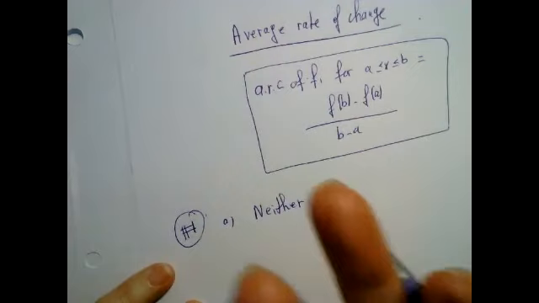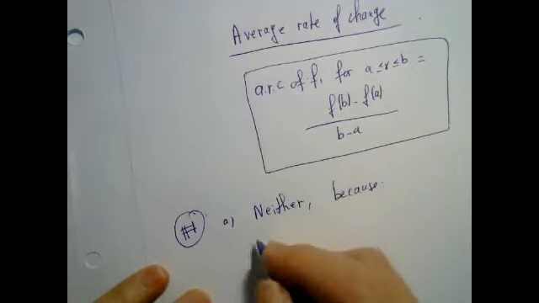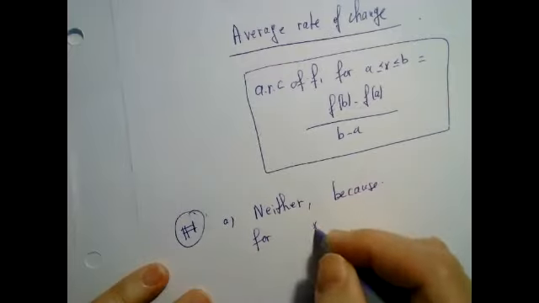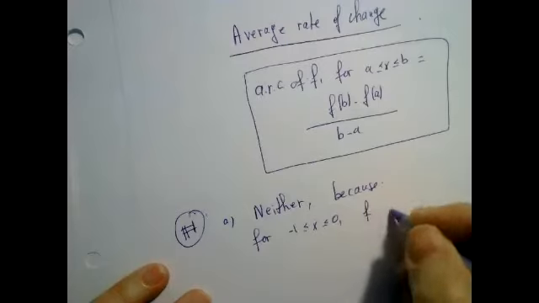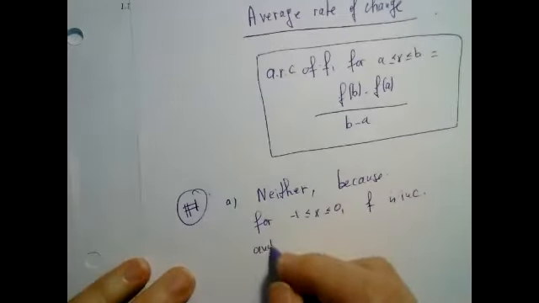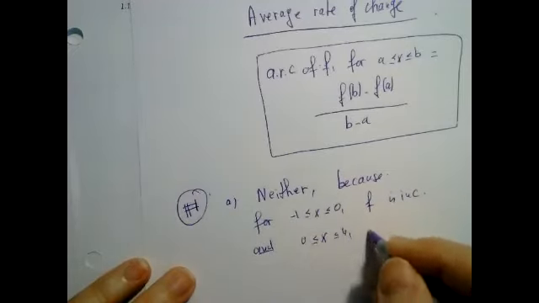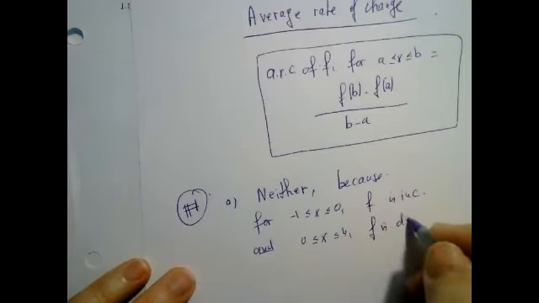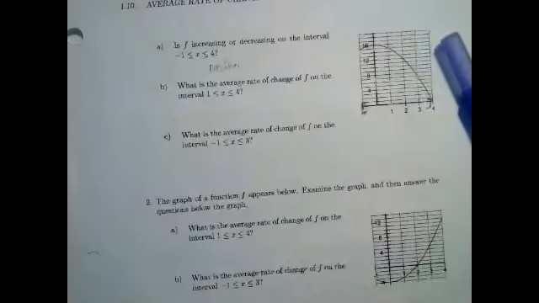Neither, because for x between -1 and 0, f is increasing, and for x between 0 and 4, f is decreasing. So it's neither, absolutely neither. All right, question number 2.